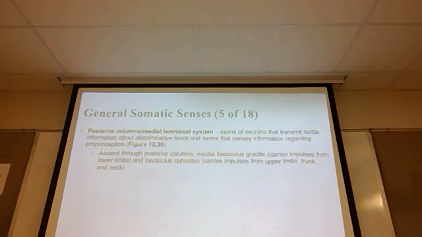The posterior columns are axons that transmit tactile information about discriminative touch, and axons that convey information regarding proprioception. These ascend through the posterior columns. The fasciculus gracilis carries impulses from the lower limbs. The fasciculus cuneatus carries impulses from the upper limb, trunk, and neck.